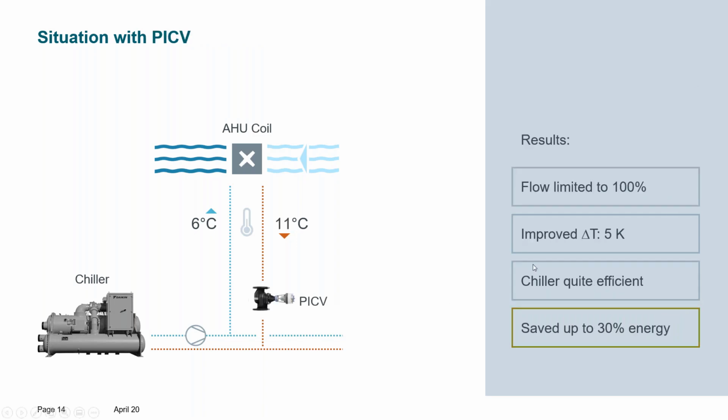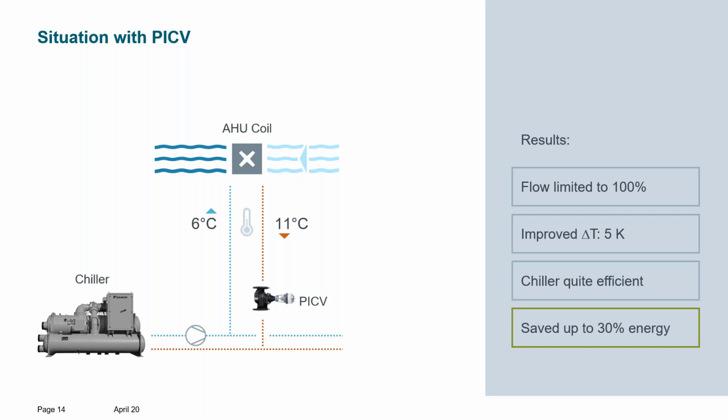And the first and very good mitigation measure is to use PACVs, because thanks to the dynamic balancing compensation, the flow in the terminal unit is always limited to 100% of the design flow. Therefore, the energy transfer is more efficient with a delta T of, let's say in this example, 5 degrees. That means that the pump is not using as much electricity and the chiller already works quite efficiently.